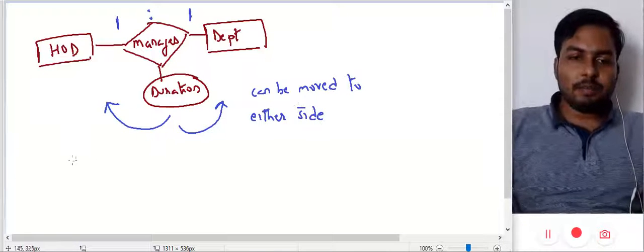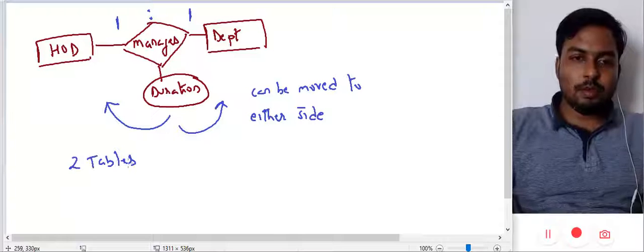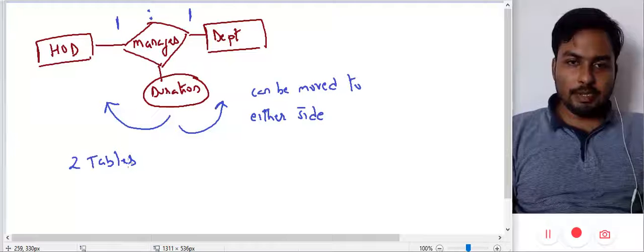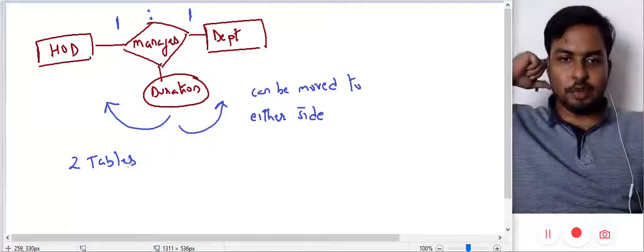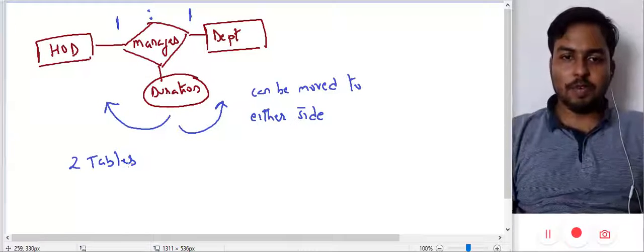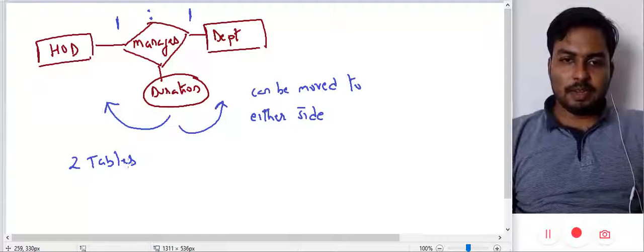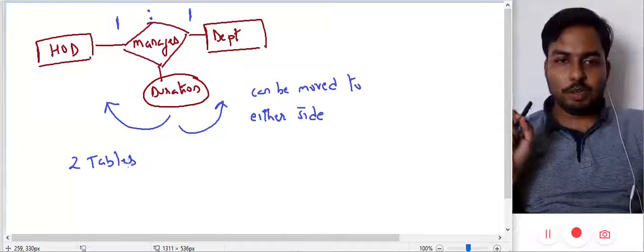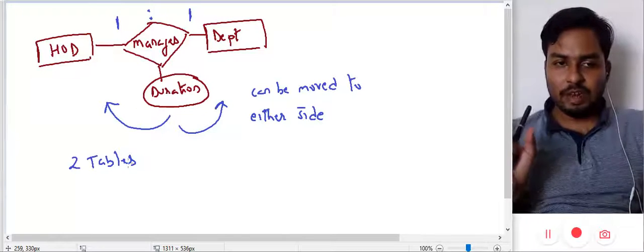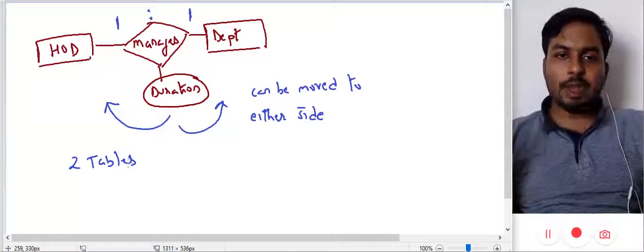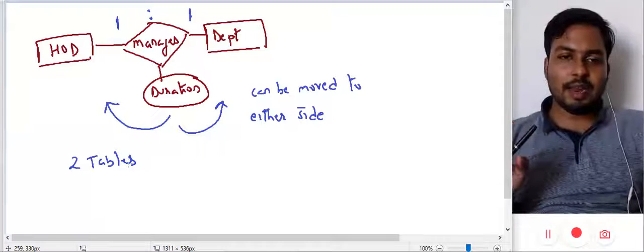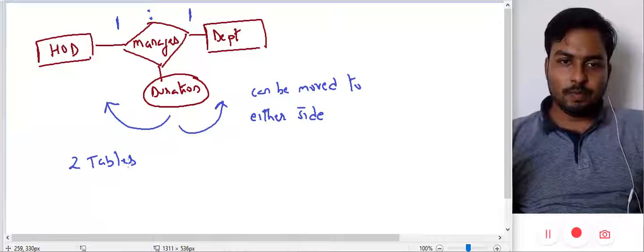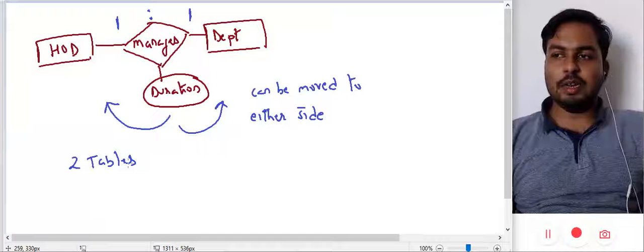So how many tables will we have? Two tables. Either it will be a combination of HOD and manages as one table in which you will have the duration column and department ID as the foreign key, and another table, the department table. Or you'll have one HOD table and one department table. In the department table, you will have department ID as the key, you will have duration, and you will have HOD ID as a foreign key.